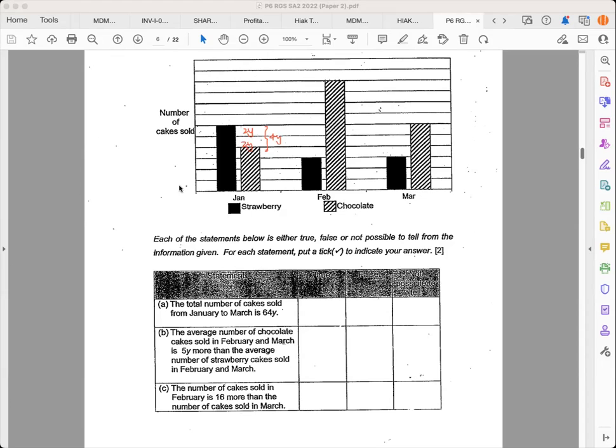Now, if each interval is 2y, let's look at how much each bar is. The value of this bar will be 2, 4, 6, 8, 10, 12. 12y. This will be 8y. This will be 6y. 2, 4, 6, 8, 10, 12, 14, 16, 18, 20. This is 20y. This is 6y. 2, 4, 6, 8, 10, 12. 12y. Okay. So one interval is 2y.